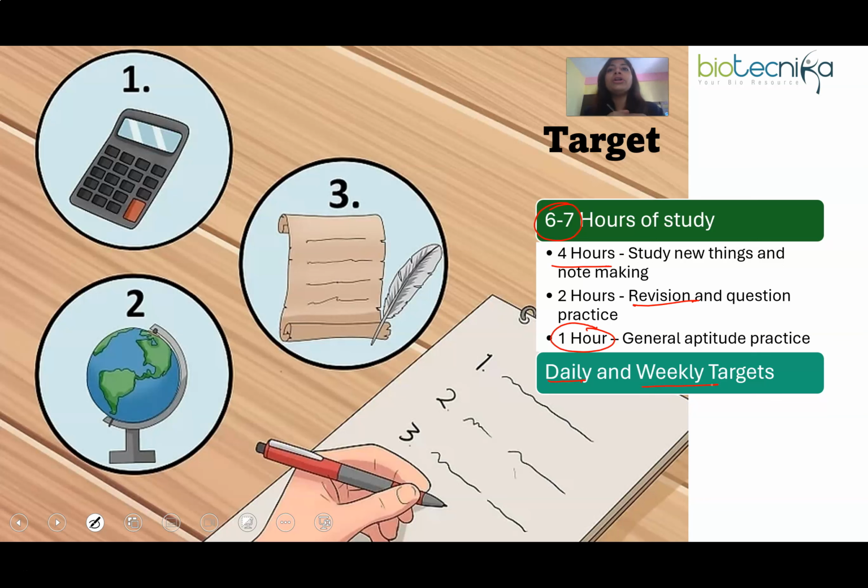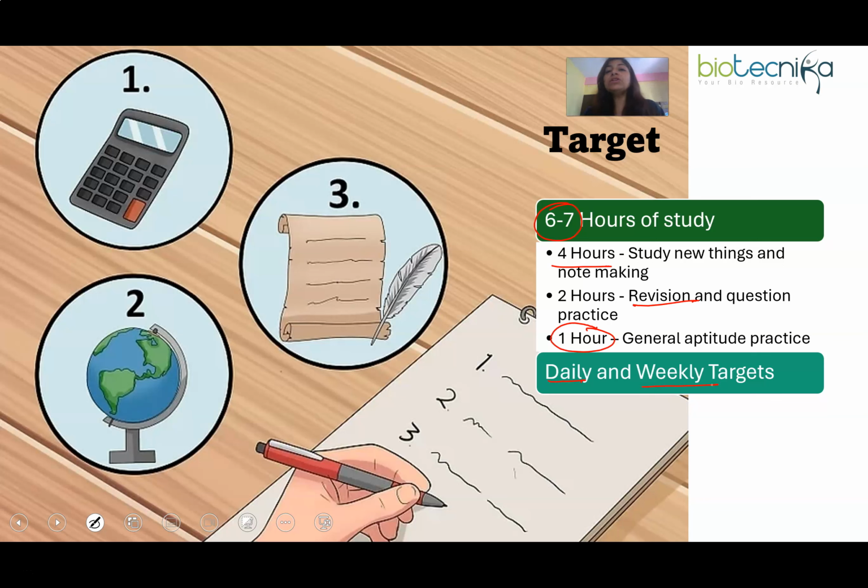Rewarding does not mean that you buy an expensive thing or go 3 hours out for a movie, not like that, but small rewards. Like maybe an ice cream treat, or maybe half an hour of TV, or maybe half an hour of playing games if you are addicted to games. So keep small targets, daily and weekly targets, and when you achieve those targets, then give yourself some reward.